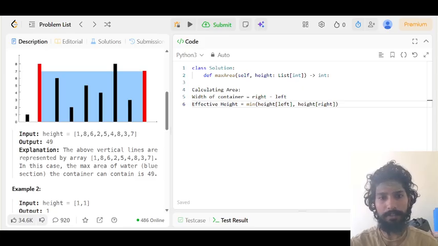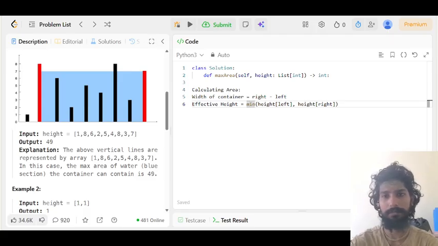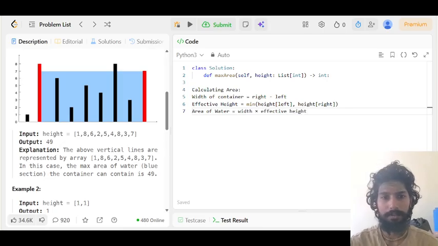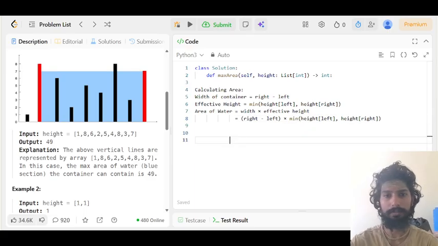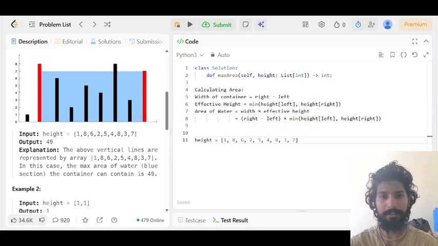So the area of water is right minus left multiplied by min of height left, height right. Now let us look at this example. These are the different heights.